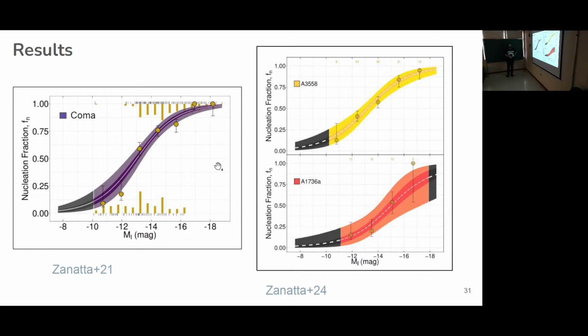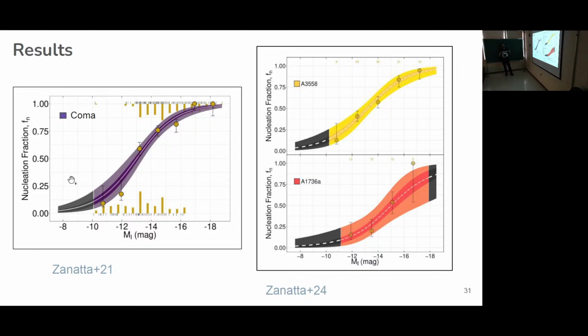So these are the results from our works. First, on the left here, we have the results for Coma in Zanatta 21. We can see in orange points the regular binning of the data, and the logistic regression below it. An interesting aspect of the logistic regression is that, because it always goes from 0 to 1, we can extrapolate the model to where we don't have data, which of course is an extrapolation.